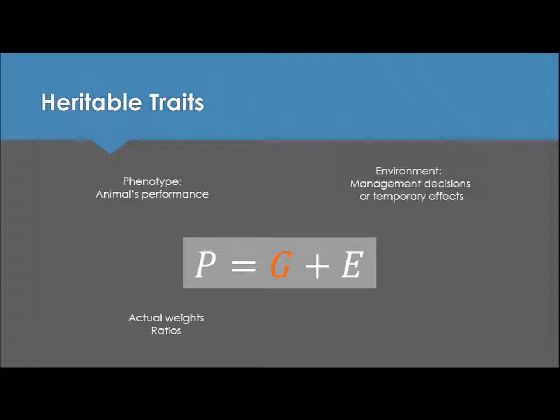If we think about environment, these are going to be things like management decisions that we make, or temporary environmental effects that we may experience on the ranch. So what would be some examples there? Fire. Fire destroying all your forage, yes. Snow, that's another great example. Some other examples would be things like drought, age of dam, or whether we choose to creep feed or not. All of those would be different decisions that we could make that would influence the phenotype of those animals, or things that happen by chance in a particular year that influence the phenotype of those animals.